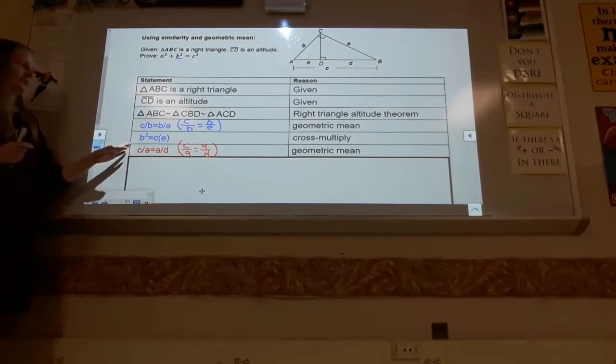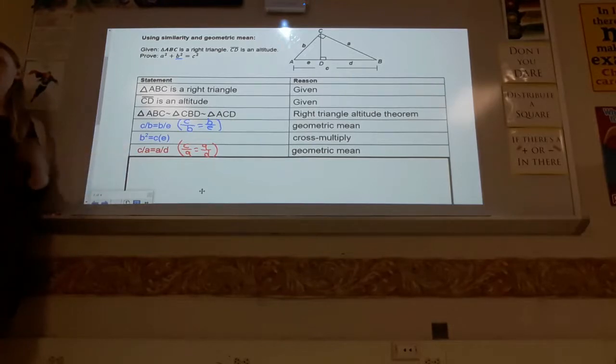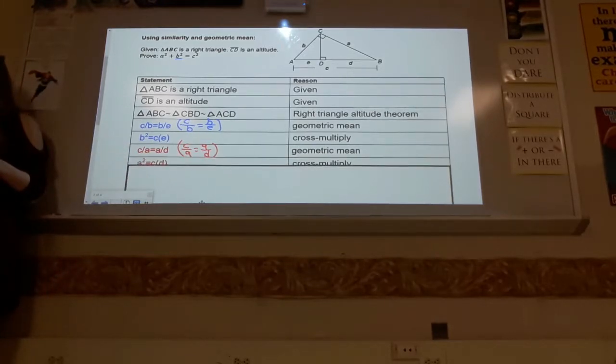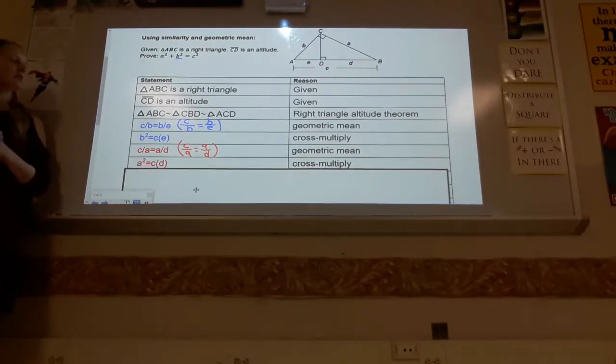Now we want to manipulate this to get the a squared to show up, so what would I do? Just multiply again, just like we did for the other one. So that would give you your a squared equals c times d, using cross multiply.